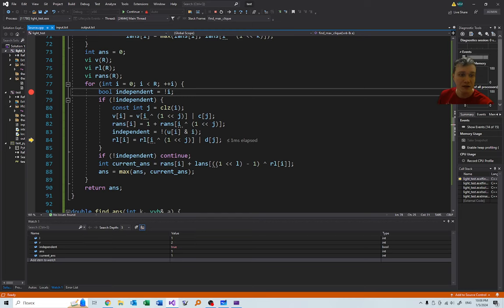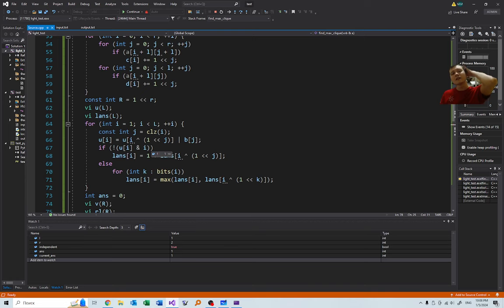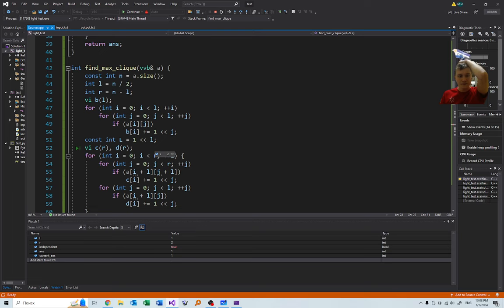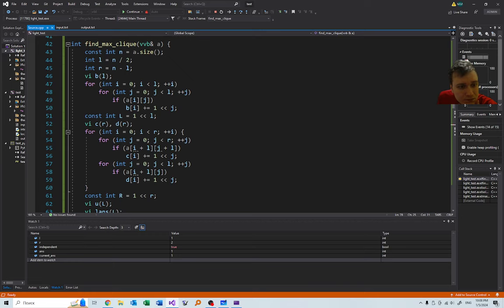And RL should be... Ah, I need a click! I need a click! Oh no, I need not an anti-click, I need a click. Okay, let's fix it. It shouldn't be hard. So I need a click in the left part.